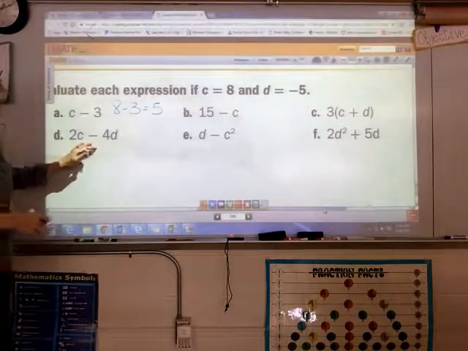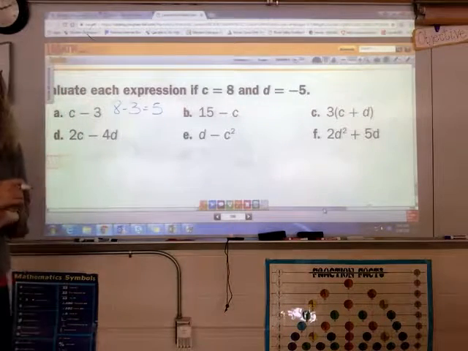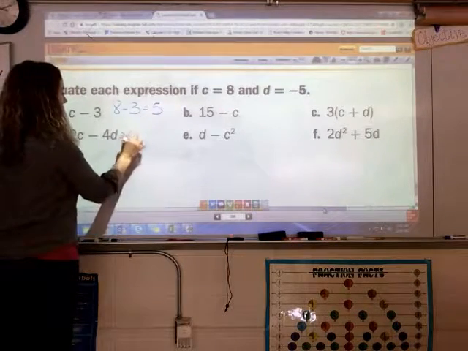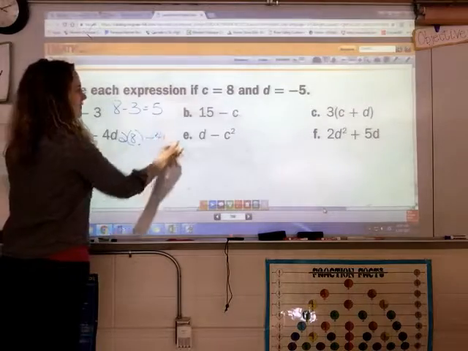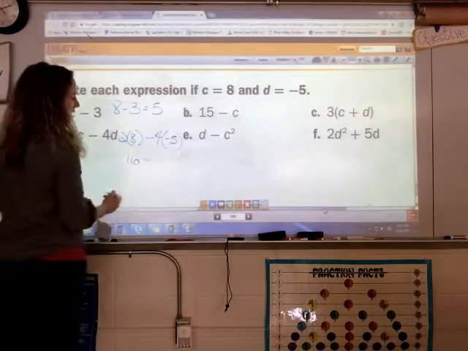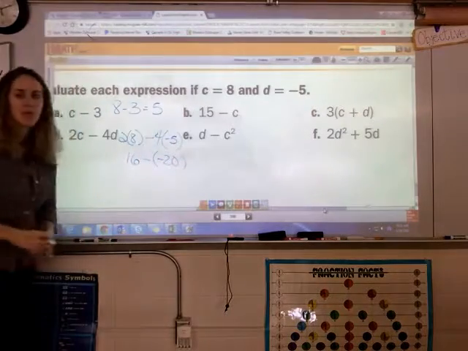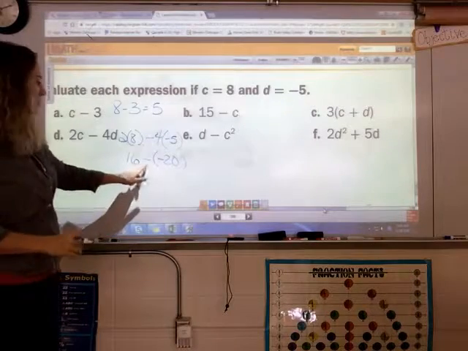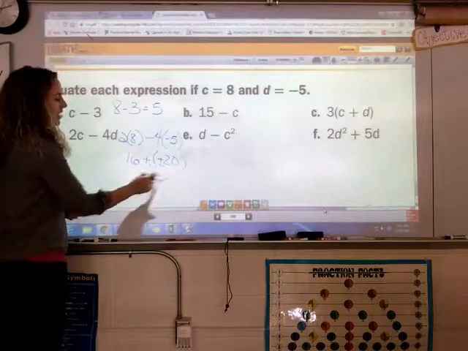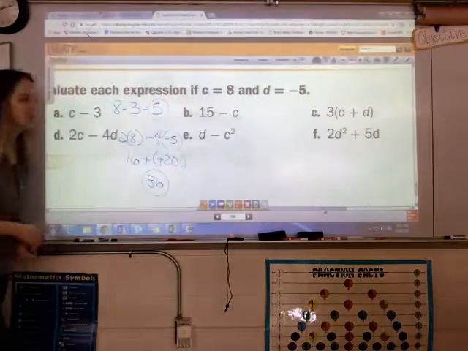Okay, looking at letter D here, 2 times C minus 4 times D. When you're working on these, you want to show what you're plugging in. Okay, rewrite it. So I'm going to take 2 times 8 minus 4 times negative 5. So 2 times 8 would give me 16, minus 4 times negative 5 would be a negative 20. Now if you remember back to adding and subtracting integers, when you're subtracting a negative, that's the same as adding the opposite. So technically I'm thinking 20 plus 16, which would give me 36. And there's my answer for that one.